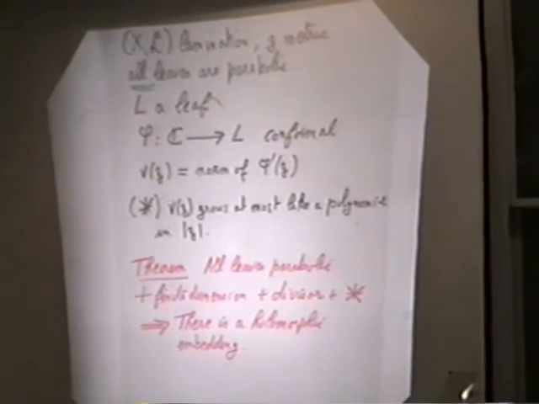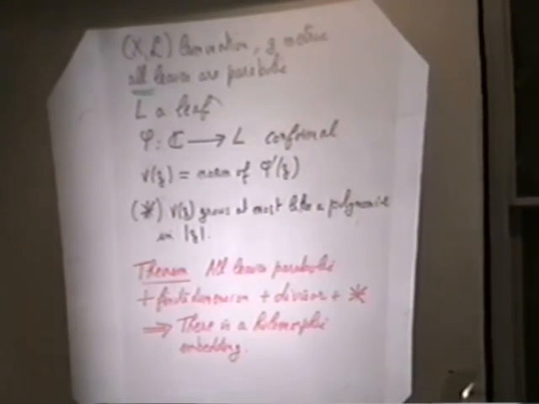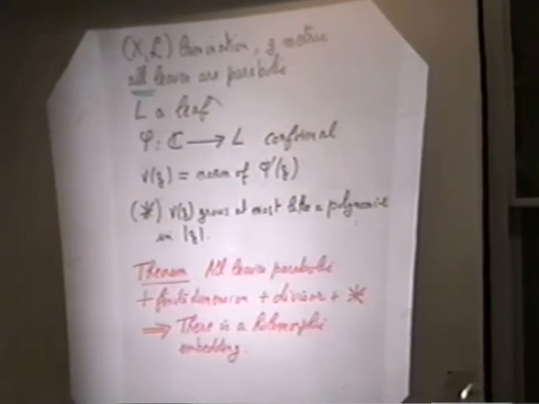Then the theorem is: if all leaves are hyperbolic, finite dimension, plus existence of a divisor, plus this silly condition star, then there is a holomorphic embedding in complex projective space. So as you know, it's not as nice. We would like to remove this assumption. Well, maybe not remove it, prove it. It might always be the case.